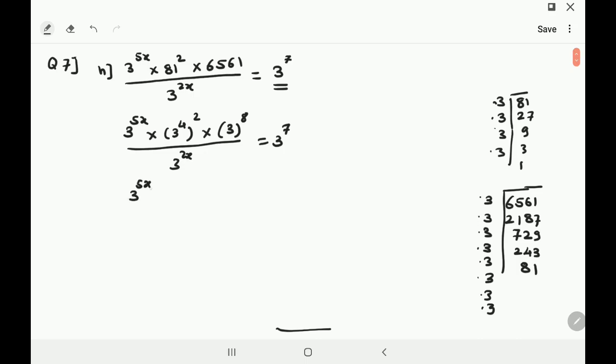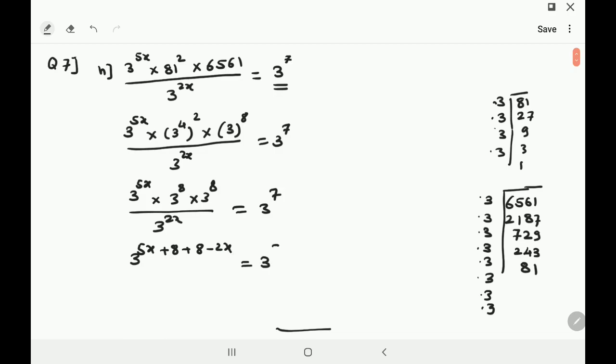Now this is 3 raised to 5x into 3 raised to 8 upon 3 raised to 2x is equal to 3 raised to 7. Now let's use laws of indices. 3 raised to 5x plus 8 minus 2x is equal to 3 raised to 7. All together, 5x minus 2x is 3x, so 3 raised to 3x plus 8 is equal to 3 raised to 7. So I can equate now.